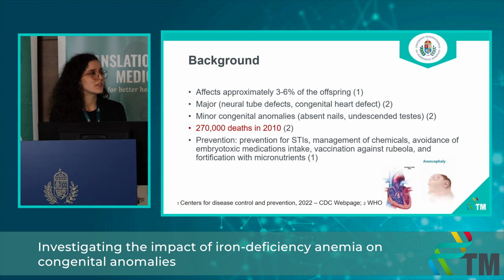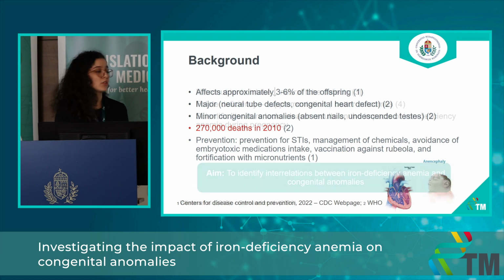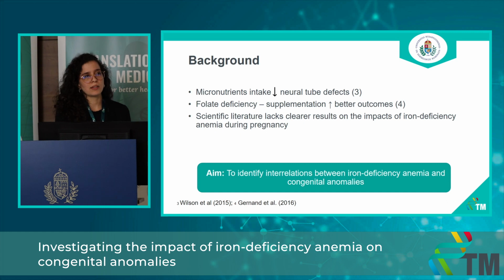And we have prevention strategies, for example, prevention of STIs, management of chemicals, avoidance of embryotoxic medications, vaccination against rubella, and fortification with micronutrients. It is well established in the literature that micronutrient intake decreases the occurrence of neural tube defects. For example, folate deficiency, when supplemented, leads to better outcomes. However, the scientific literature still lacks clearer results on the impacts of iron deficiency anemia during pregnancy.